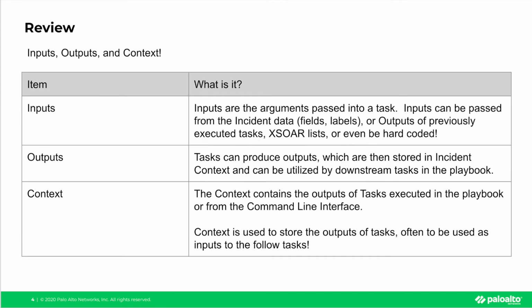Next, inputs are the arguments that we pass into our automation scripts or integration commands. Inputs can be passed from things like the incident data, fields, and labels, or even the outputs of previously executed tasks, XSOAR lists, or you can even hard code them. Next, tasks produce outputs, which are then stored in the incident context and can be used by downstream tasks in the playbook. Lastly, context. Context contains the outputs of those tasks which are executed in the playbook or from the command line interface, and the context is used to store those outputs so that they can be used as inputs in following tasks.